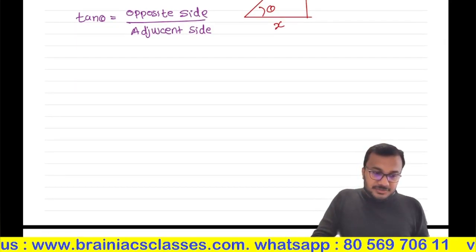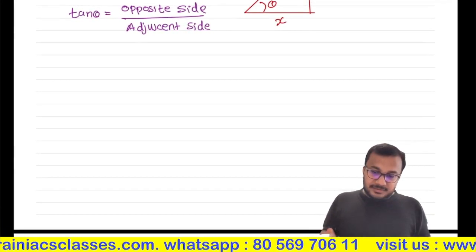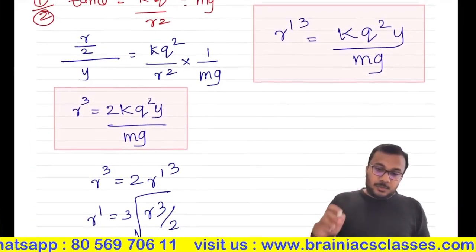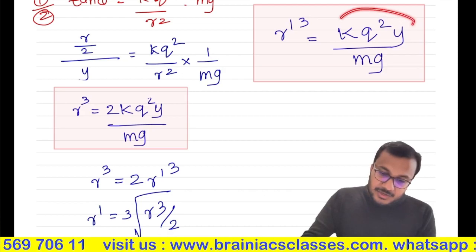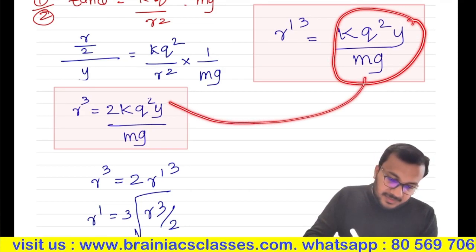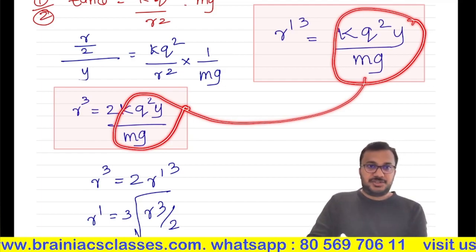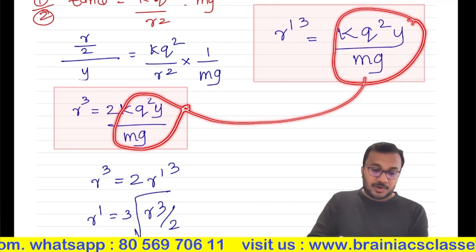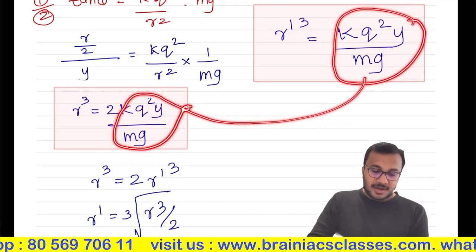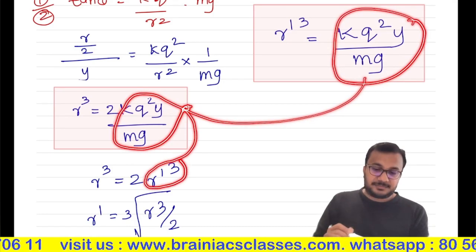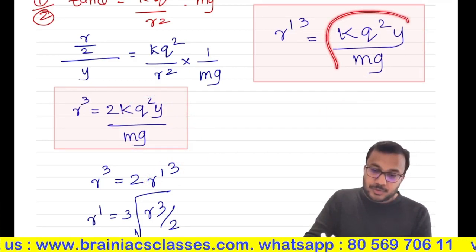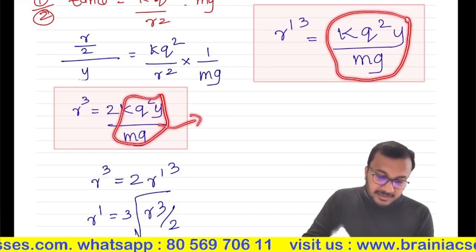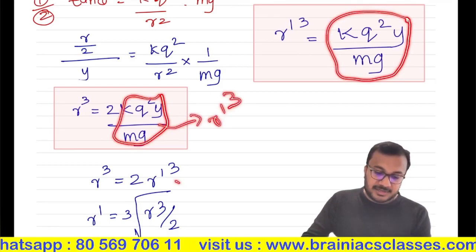Based on that understanding, now the important thing is happening. See, kQ squared by mg is nothing but equal to kQ squared by mg here. So in R cube, we substitute. This kQ squared Y by mg is the other part, so I can replace it with R dash cube. That's what I have written here.